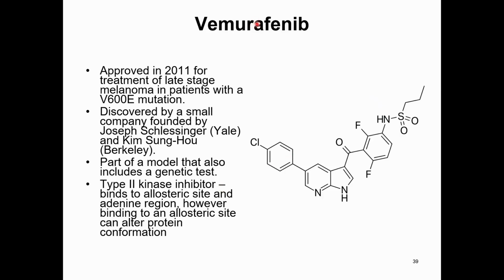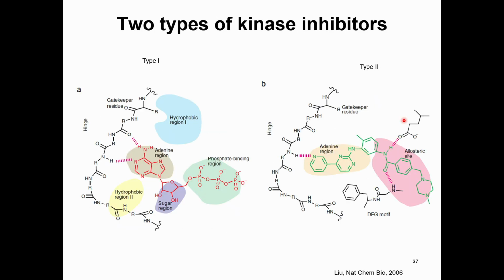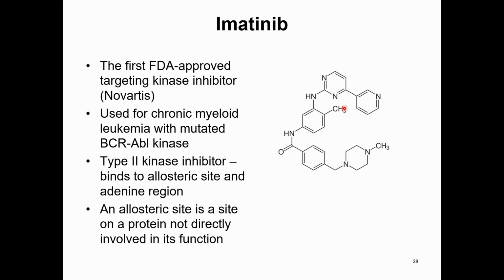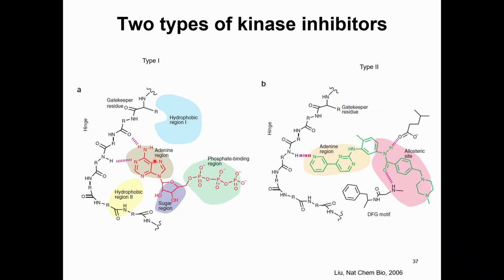Here's another one, vemurafenib. And this is a drug that's been developed for melanoma, not as famous as imatinib, but this one actually has a part that binds that allosteric site. But anyway, I just want you to know, if you look at the structures of this drug and this drug, you can see that they have a lot of rings, right? And so they tend to mimic the adenine region to some degree, okay? And that's why they're substrate analogs.